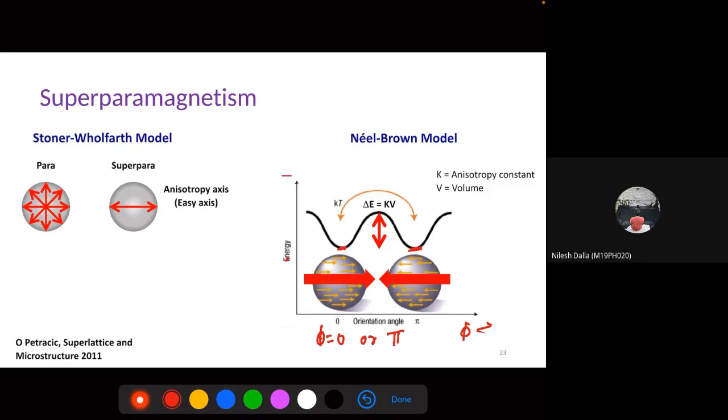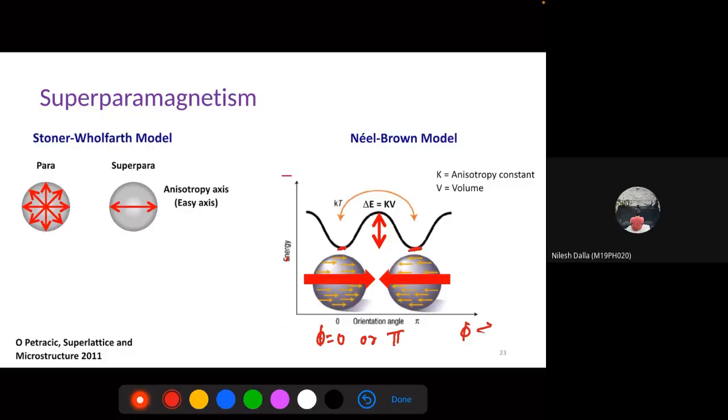Now, if the angle phi is 90 degrees, the energy will be KV, because sine square phi will be equal to 1. So that means I have two possible minimum energy configurations, theta or phi equal to 0 or pi, which are separated by an energy barrier delta E, equal to K into V. Okay, so this is your energy barrier.